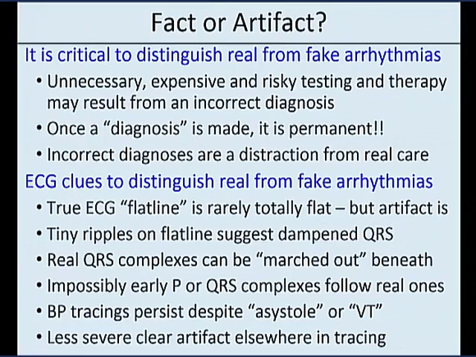You'll have a pulse ox or an intra-arterial recording that persists with nice tracings despite asystole or VT or something else. And another important clue is, as I'd shown on a previous slide, if you see some wiggling on the ECG before or after the area that looks like the real arrhythmia, that might be a clue that you're dealing with some artifact.